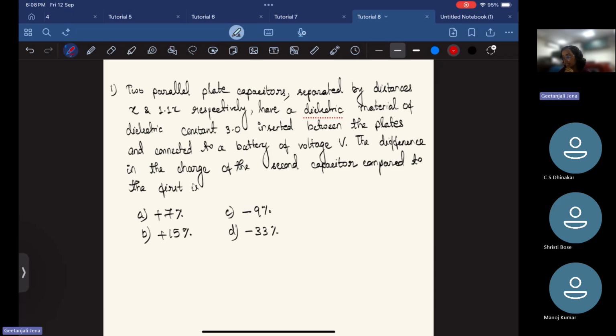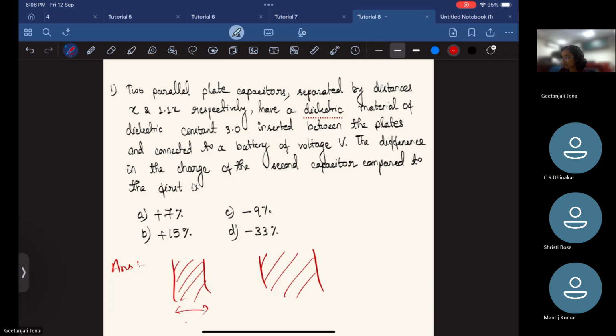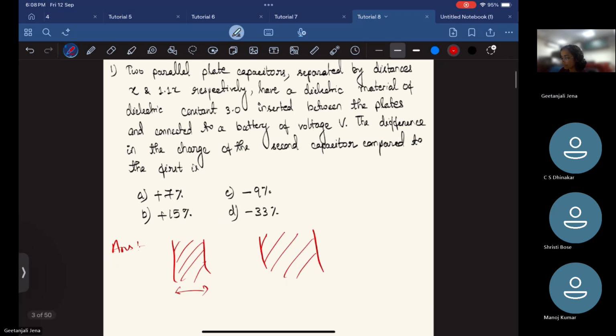There are two parallel plate capacitors which are separated by a distance x and 1.1x. Let me draw it. So there are two capacitors. This is D1, which is x, and this is D2, which is 1.1x. For this configuration, it's also given that they have a dielectric material of dielectric constant 3. So this epsilon is 3, and here epsilon is also 3.